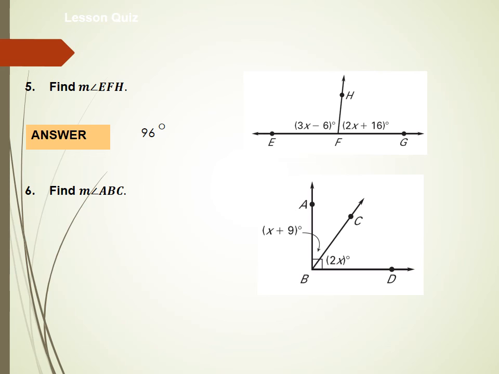96. Hope you got it. Now, I'm not going to tell you how to get it because, again, I'm going to ask you in class. Try to figure it out. Think of the picture. What did it form? All right, the next one. Find measurement angle ABC. Again, stop the video if you need to.